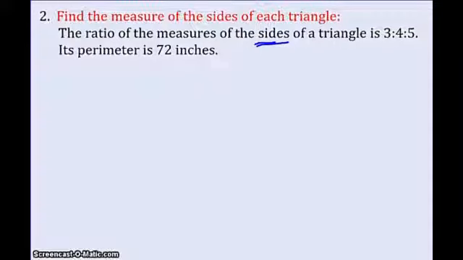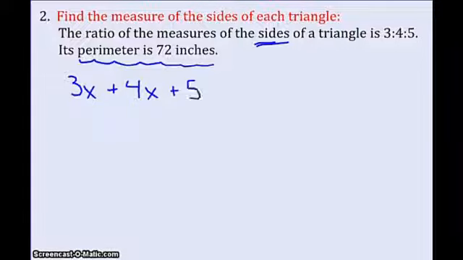the sides. We know that the perimeter of any figure is equal to the sum of all sides. But here the sides are not given. The ratio of the sides is 3:4:5. So let us take those sides as 3x, 4x and 5x. So 3x plus 4x plus 5x is equal to 72, as the sum of sides is the perimeter. And in a triangle there are three sides.